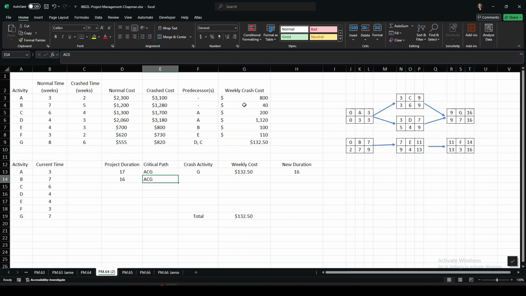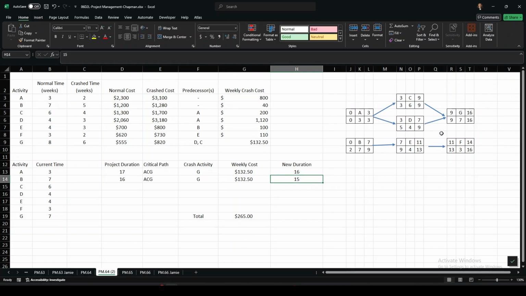The question is, in ACG, which one is the cheapest one? Turns out those costs don't change. It's going to be G every time. But the last question we have to be careful of is how many times can G be crashed? We've already crashed it once. We can only crash it one more time to 6, but we can still crash it. So we're going to crash G. That's going to cost us $132.50. The new duration is now 15.